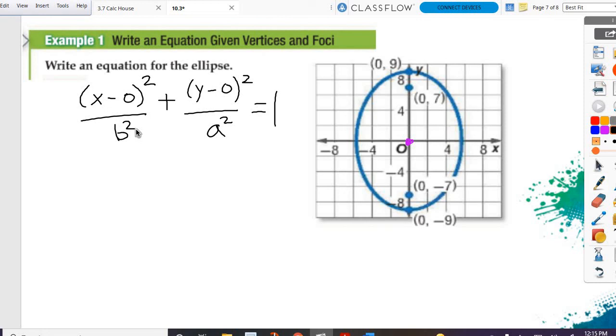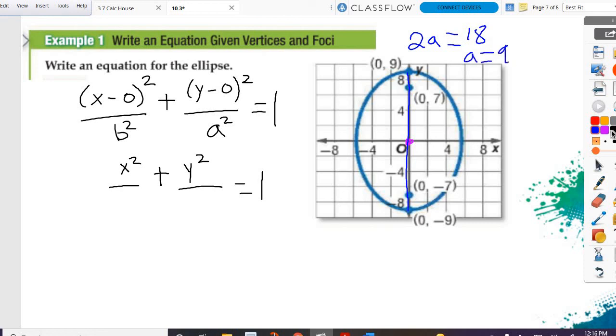Do we know what our a value is? So remember that the length of the entire major axis is what? 2a. And the distance from here to here is 9. So the whole distance would be 18. So a equals 9. So what's going to go underneath my y squared? 81. Now, what is our b value?